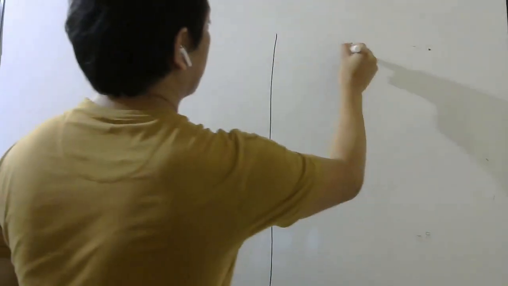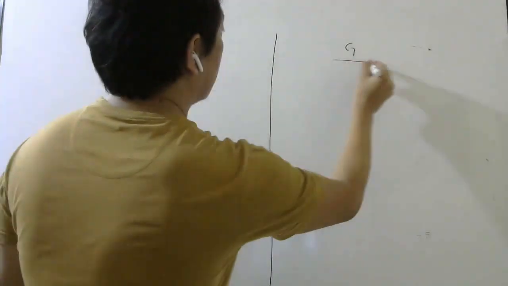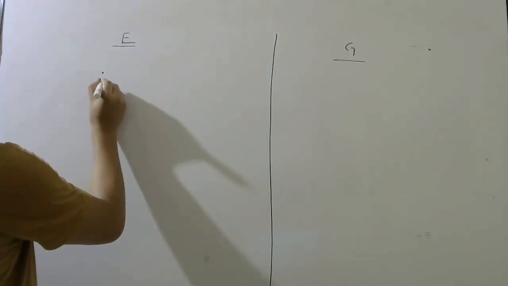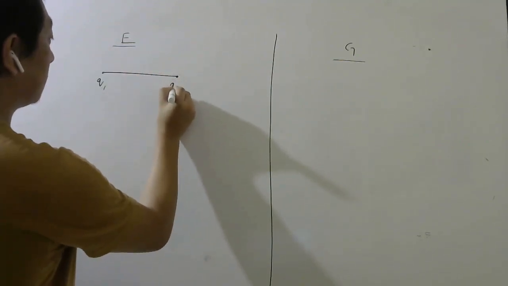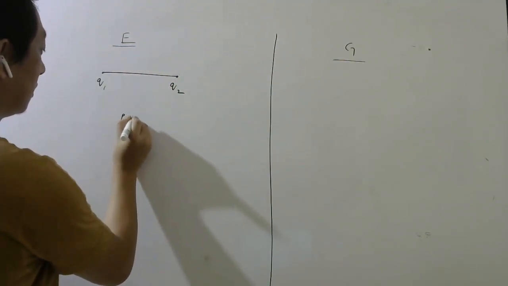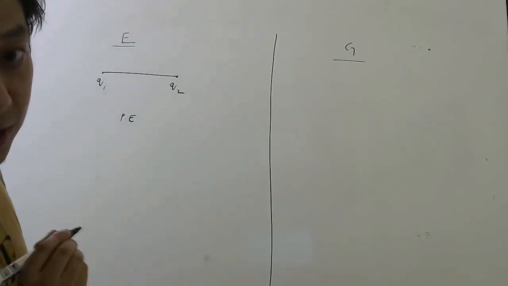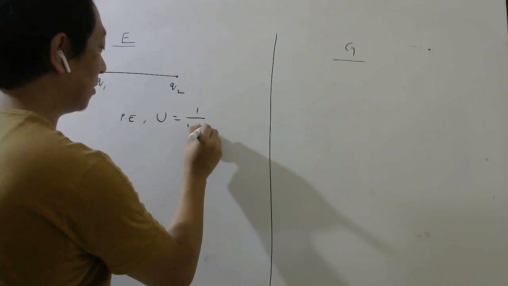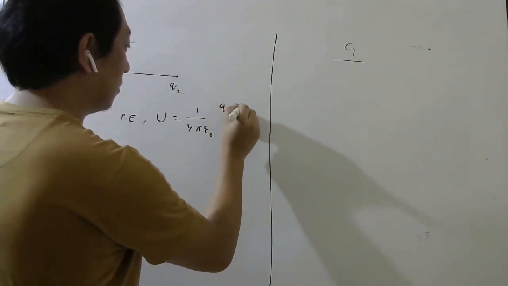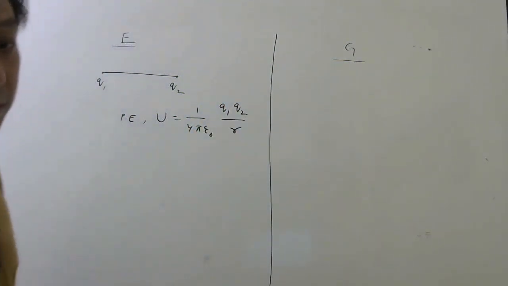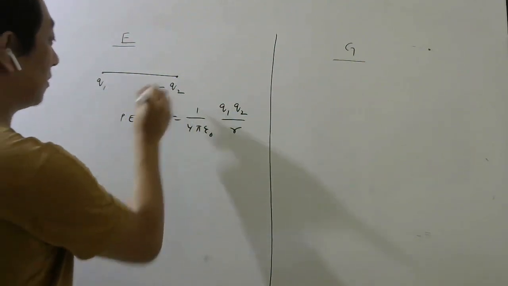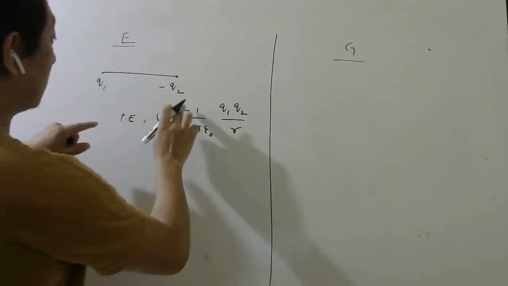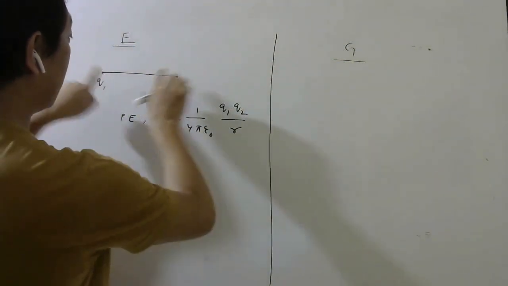Electrostatics, gravitation. Let us see potential energy. So if you have two charges Q1, Q2, then the electrostatic potential energy we write as 1 by 4 pi epsilon naught Q1 Q2 by r. Now remember, if this charge was negative, then I have to write minus Q2, so minus it will be. So the point is, if the force is repulsive, it is positive.